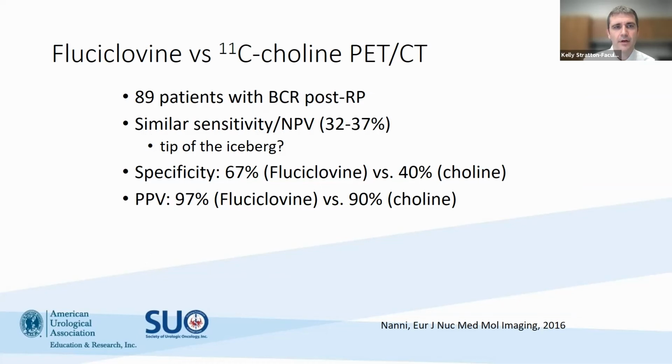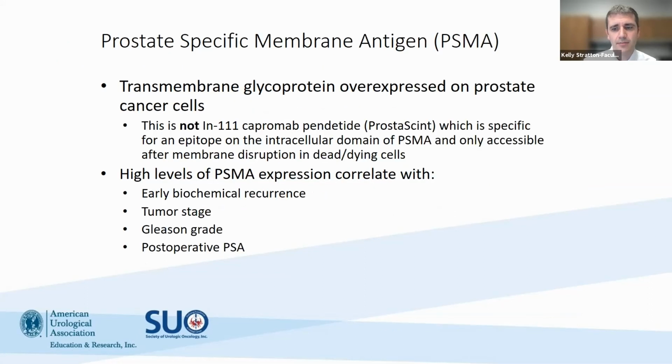When you compare fluciclovine versus choline PET, they had similar sensitivity and negative predictive values, but the specificity was higher for fluciclovine versus choline, and the positive predictive value was as well. And so for the most part, Axumin, or fluciclovine, has overtaken choline as the next generation imaging of choice.